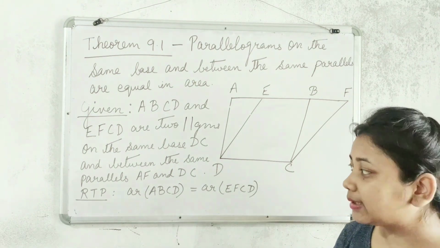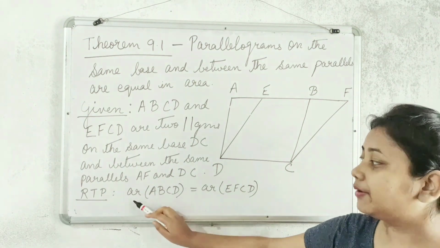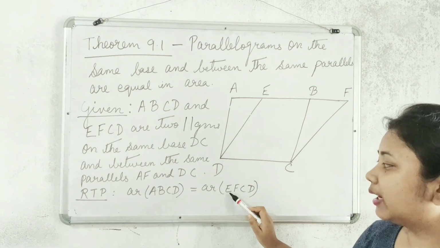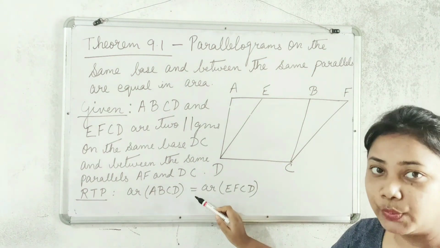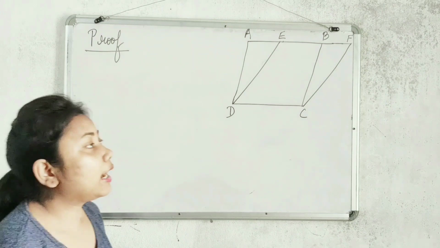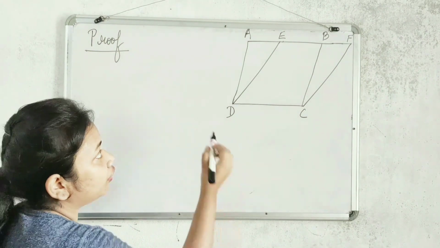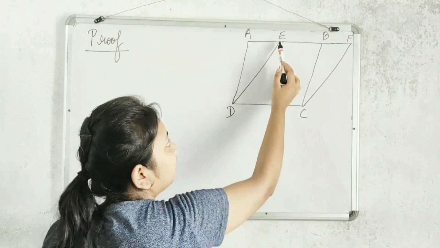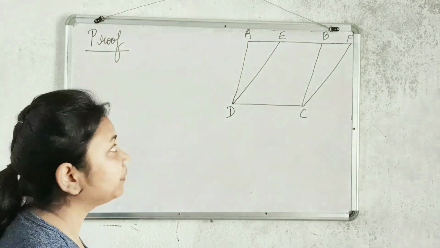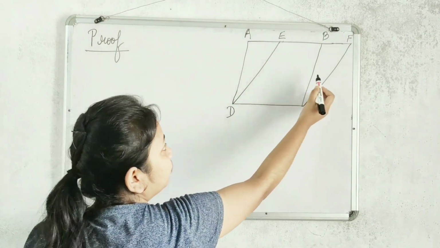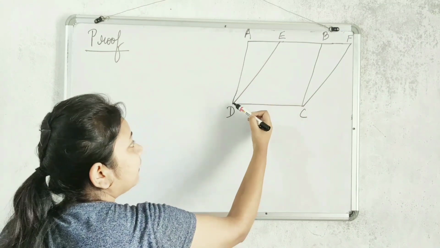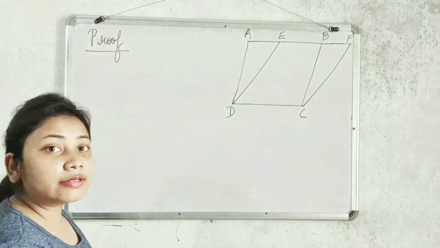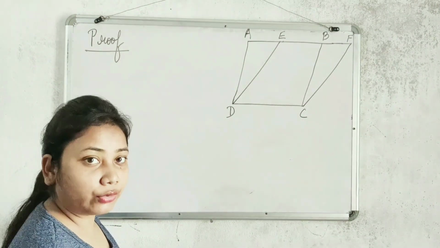Next, what you need to prove is that the area of parallelogram ABCD and the area of parallelogram EFCD must be equal. How can you prove that? Let us consider these two triangles, triangle ADE and triangle BCF. Let us prove that these two triangles are congruent.